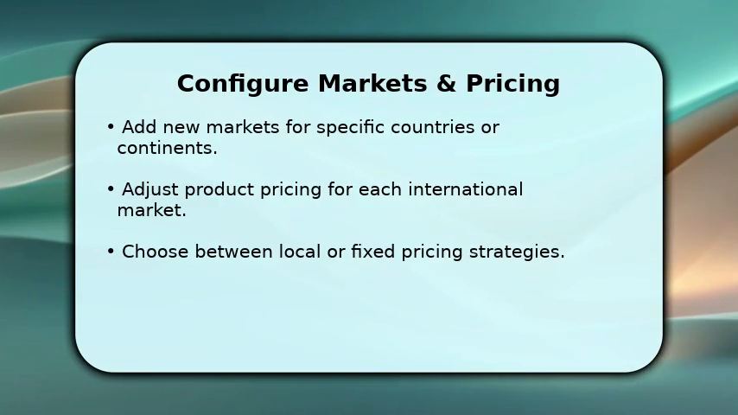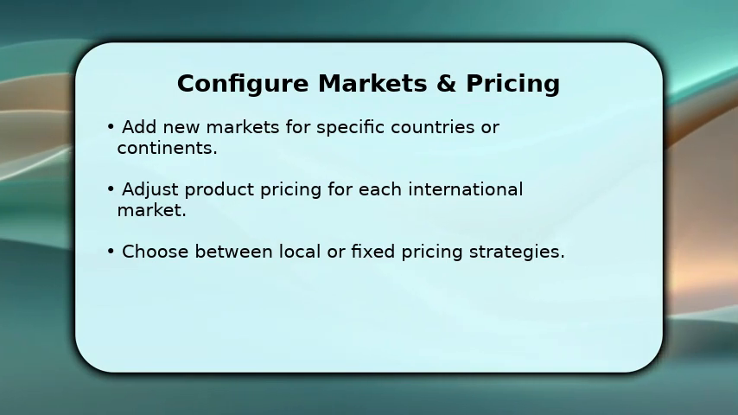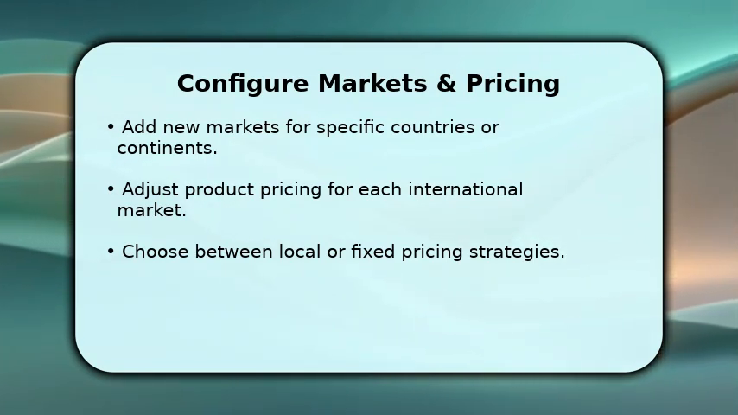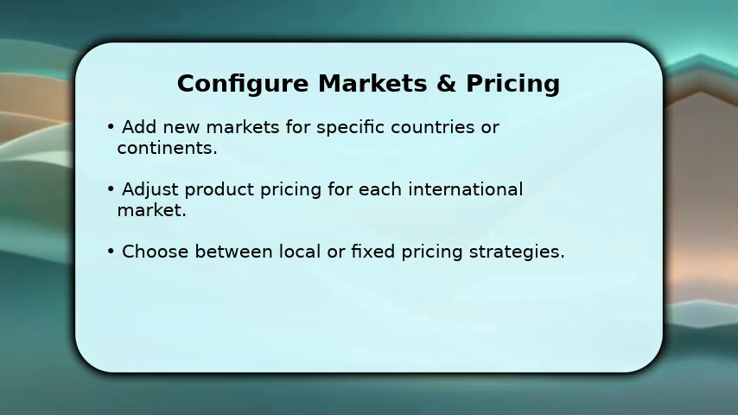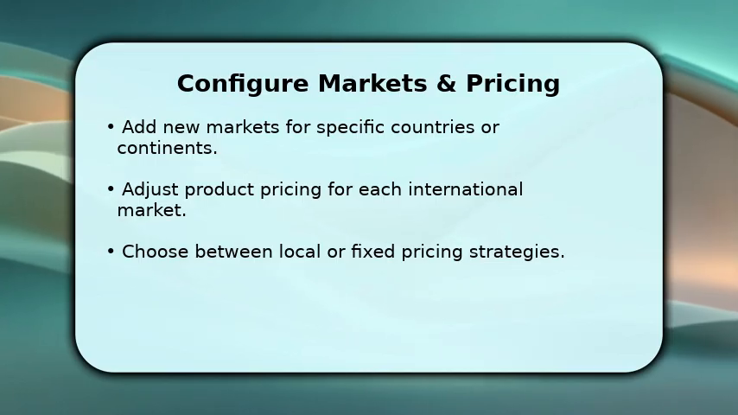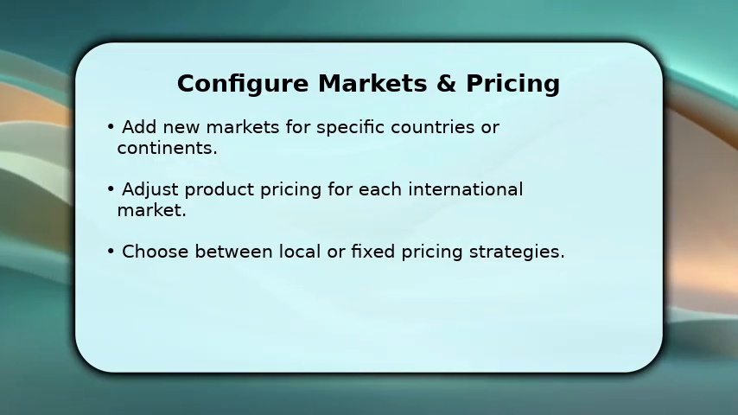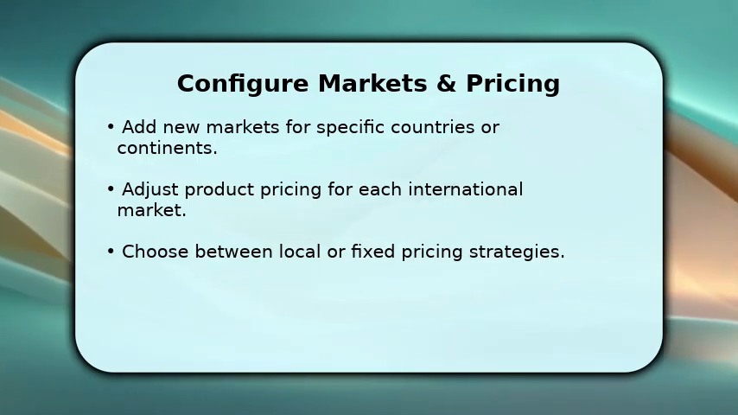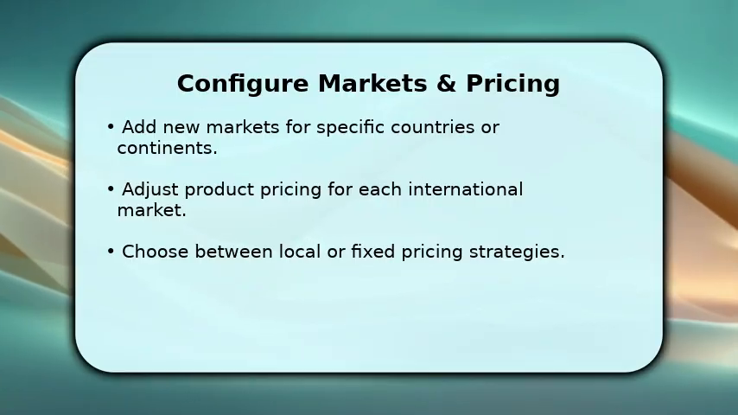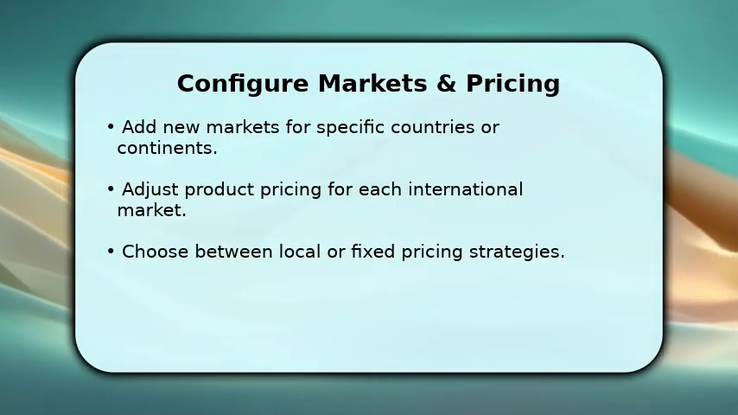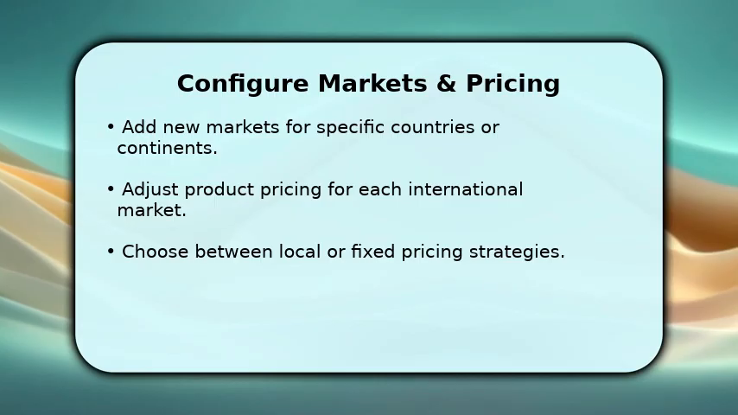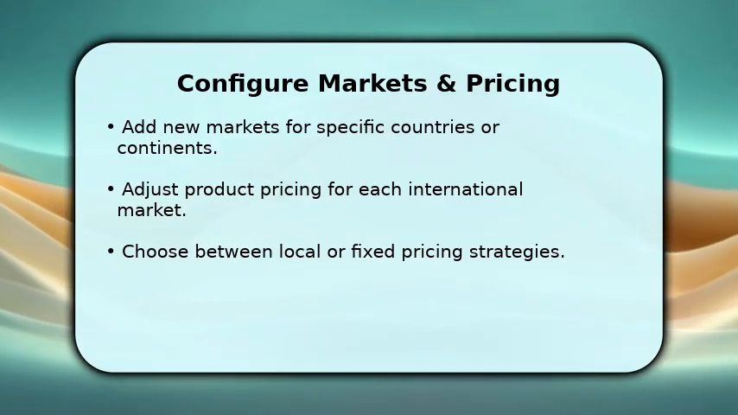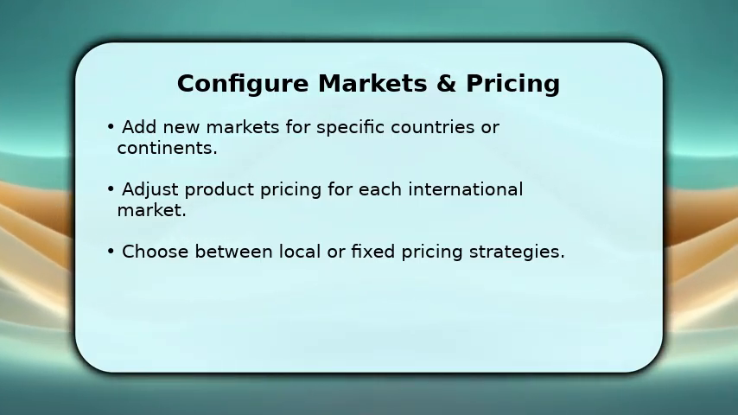Once your markets are defined, you can customize their settings. Decide whether to use local currencies with automatic conversion or set fixed prices for each market. For example, you might offer a product for $20 in the United States and €18 in Europe. This flexibility helps you stay competitive and appealing to customers worldwide, optimizing your profit margins across different economic zones.